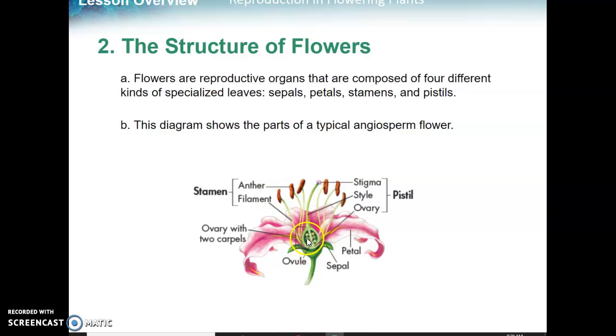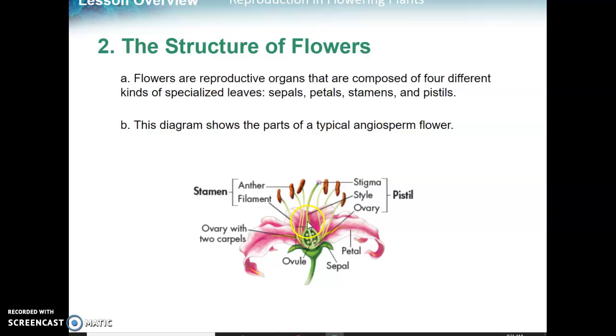And the last whorl, toward the center of the flower usually, is the pistil. It's the female part of the flower. It has three pieces. At the base is the ovary that contains the ovules that will, when fertilized, become the seeds, which is the whole purpose of the flower, is to make seeds.